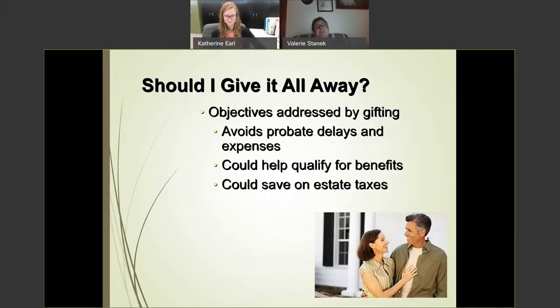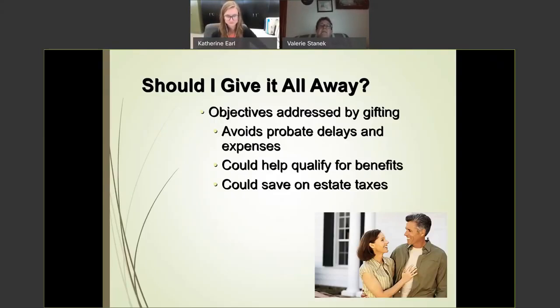Another tool is to simply sign assets over to someone else, literally give it away. Some people will say to me, I think what I want to do is just sign everything over to my children now while I'm living. And then if I were to need nursing care, for example, Medicaid would kick in and take care of me. Again, these tools have sharp edges, and sometimes it's a two-edged sword as well.